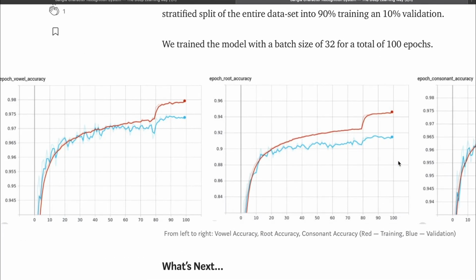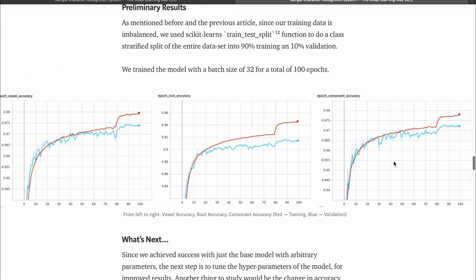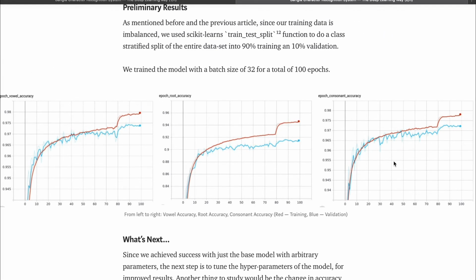The outputs look really promising. In the vowels, we achieve a training accuracy of 98% while the validation accuracy is 97.5%. On the root, which is the most difficult of them all, there are 168 of them, mind you, we almost reach a training accuracy of 95 and a validation accuracy of close to 92 or 91, to be very honest. And for the consonants, we have a training accuracy of close to 98 and validation accuracy of close to 97%.